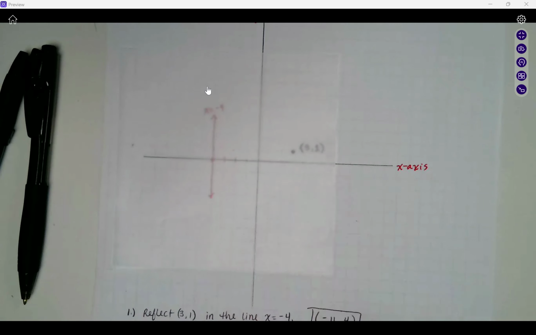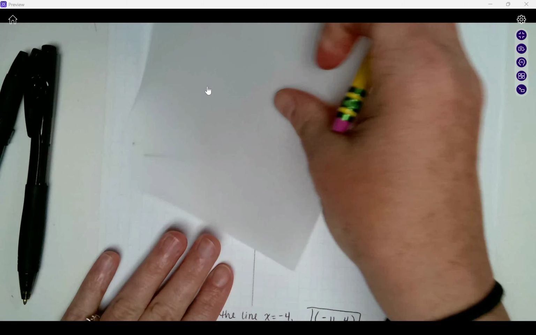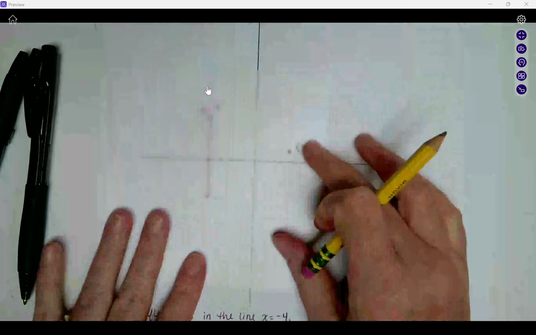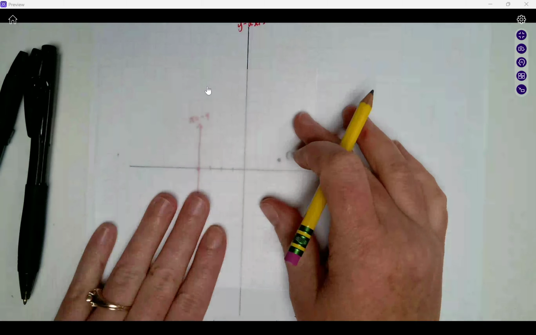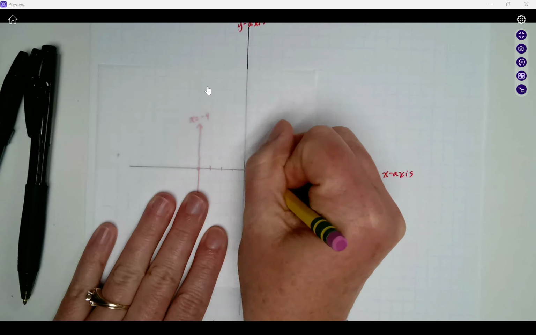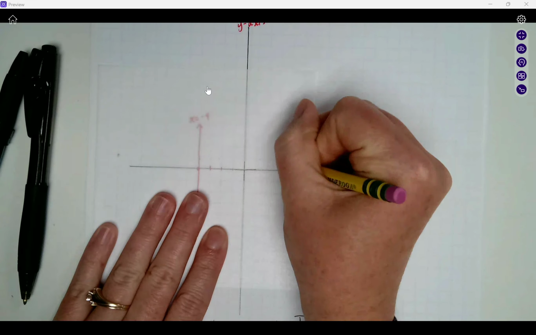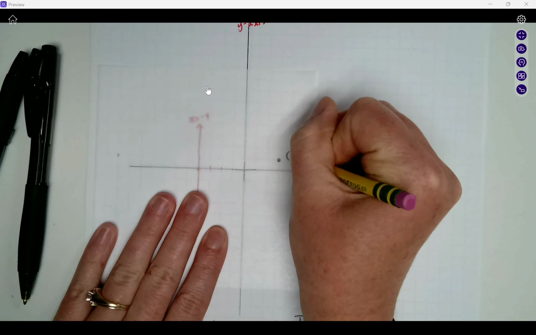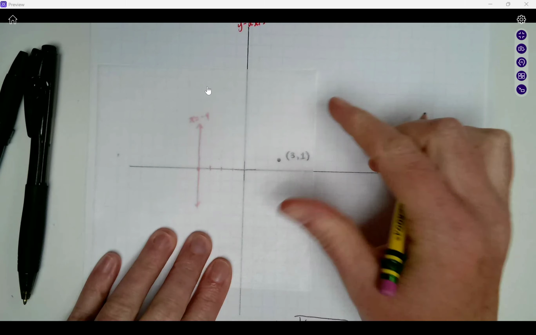Now for our state test at the end of the year in geometry, you all will have the ability to use patty paper on the state test. And so patty paper is just wax paper. We use it for tracing. I'm going to place this patty paper over my coordinate plane, and I'm going to trace the origin. I'm going to trace over my point that I am interested in reflecting. And last but not least, I'm going to trace this line of reflection.